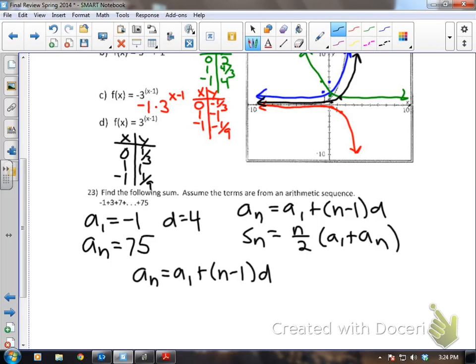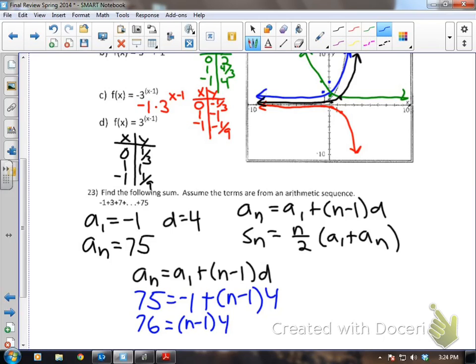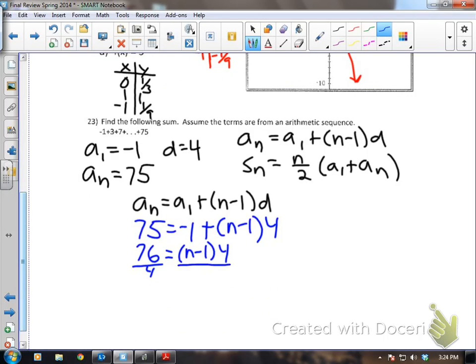Okay, so my a sub n here, 75, is equal to a sub 1, which was -1, plus n minus 1, I'm trying to figure out what n is, times d, which is 4. Okay, so now let's just solve this for n. So I'm going to add 1 to both sides, so I get 76 is equal to n minus 1 times 4. I'm now going to divide both sides by 4. So the 4's cancel, and I get n minus 1 on the right side, but I'm going to move it to the left side, is equal to 76 divided by 4 is 19. So n is 20, adding 1 to both sides.